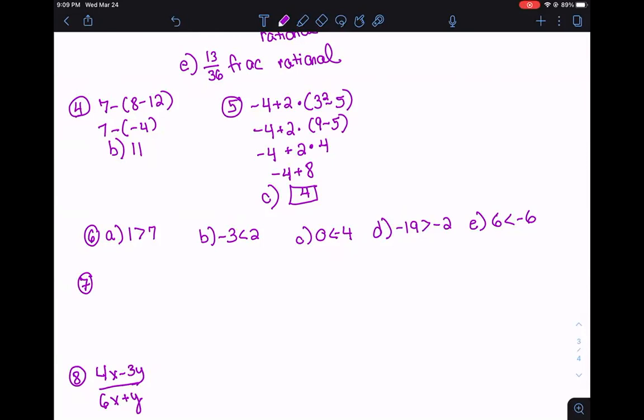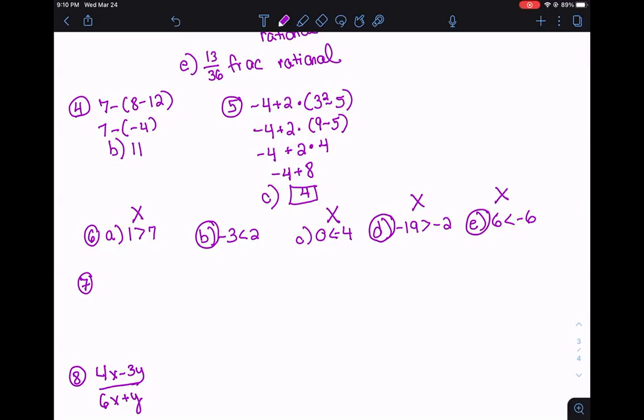Okay. So like for number 6, obviously you guys can't really show much work for number 6. So I'm going to state which ones are true. Letter A is false. 1 is not more than 7. B is true. -3 is less than 2. I don't think I asked one of these on your test, but never say never. C, 0 is not less than -4. D, -19 is not more than -2. And E, 6 is not less than -6. So the answer to 6 was B.